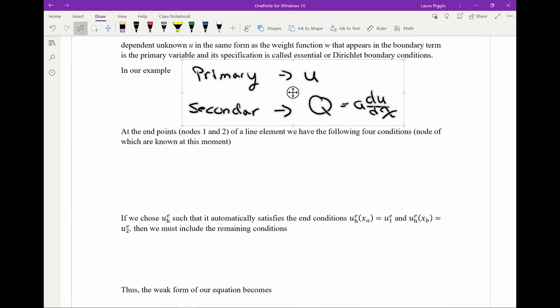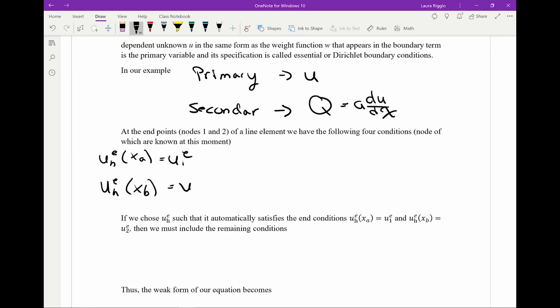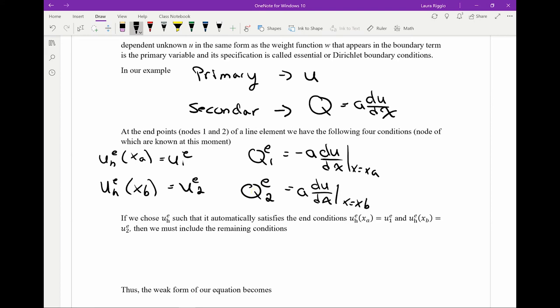So at the endpoints, nodes 1 and 2, or A and B, of a line element, we have four conditions we have to satisfy. We have u of xA is equal to u1. We have u of xB is equal to u2. We have q at end 1 is minus a du/dx at x equals xA, and we have q at end 2 is equal to a du/dx at x equals xB. We're going to end up choosing our function such that it automatically satisfies the boundary conditions of u of xA equal to u1 and u of xB equal to u2.